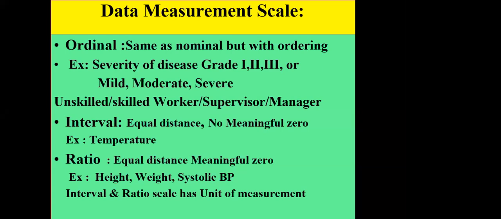And it has equal distance, means what difference you find between 20 centigrade to 40 centigrade, it is same as 60 centigrade to 80. That is why equal. So temperature is the only variable where you make use of this unit of measurement and which has no meaningful zero. Whereas ratio scale has equal distance and it has meaningful 0, such as height, weight, systolic blood pressure, age, monthly income. So these are called as ratio scale.